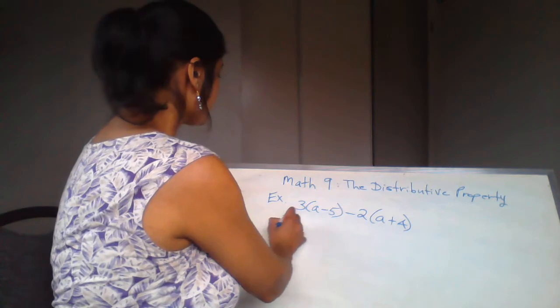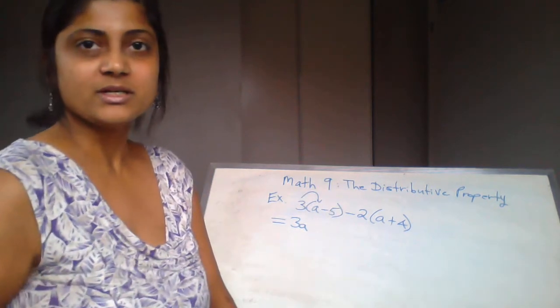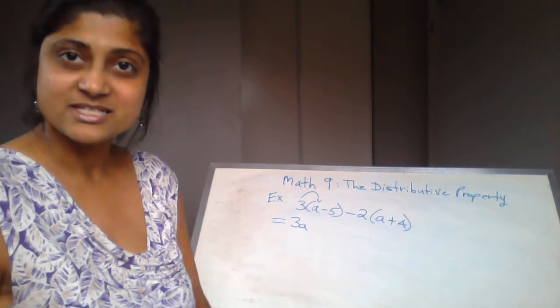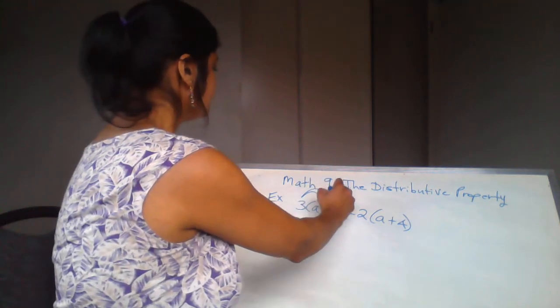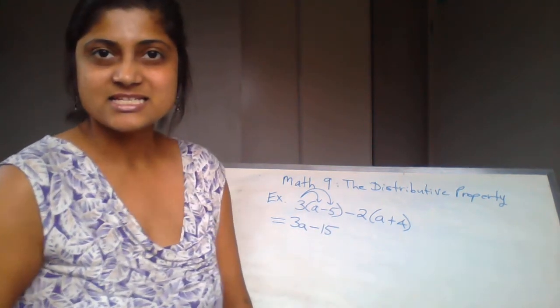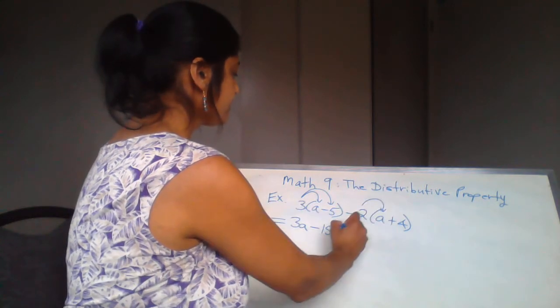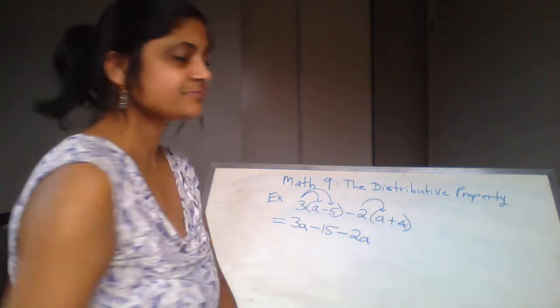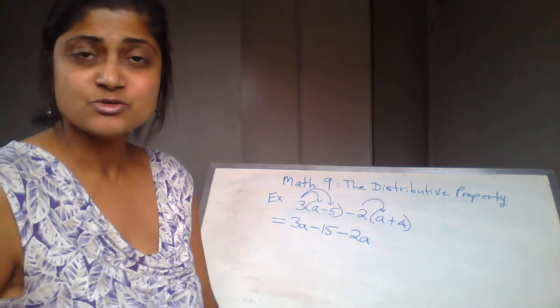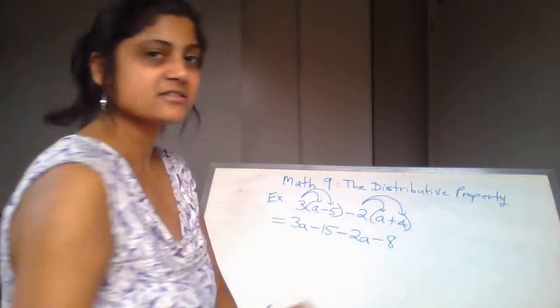Okay, so let's put equals. I'm going to do 3 times a, so 3a. Okay, and then you're going to do 3 times negative 5, which is negative 15. All right. And let's go to the next term here. So I'm going to do negative 2 times a, negative 2a, okay? And the last two terms, we're going to do negative 2 times 4, negative 8, okay?